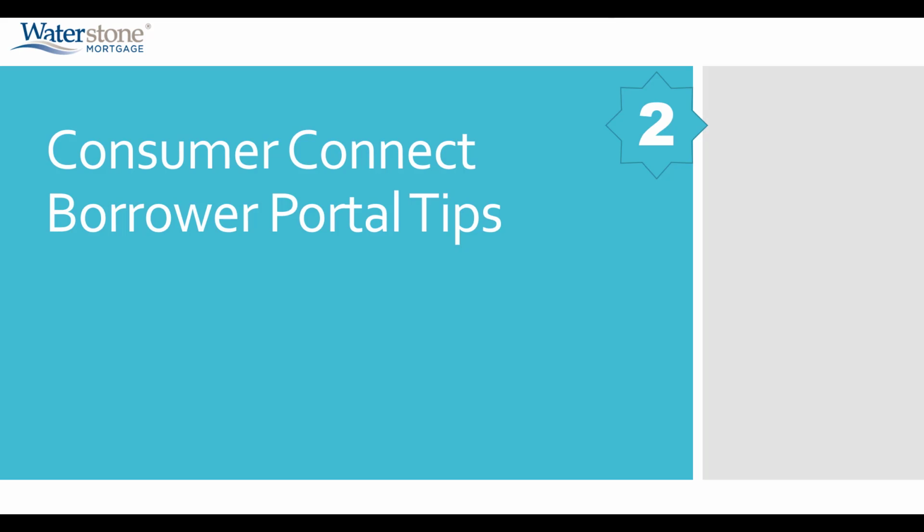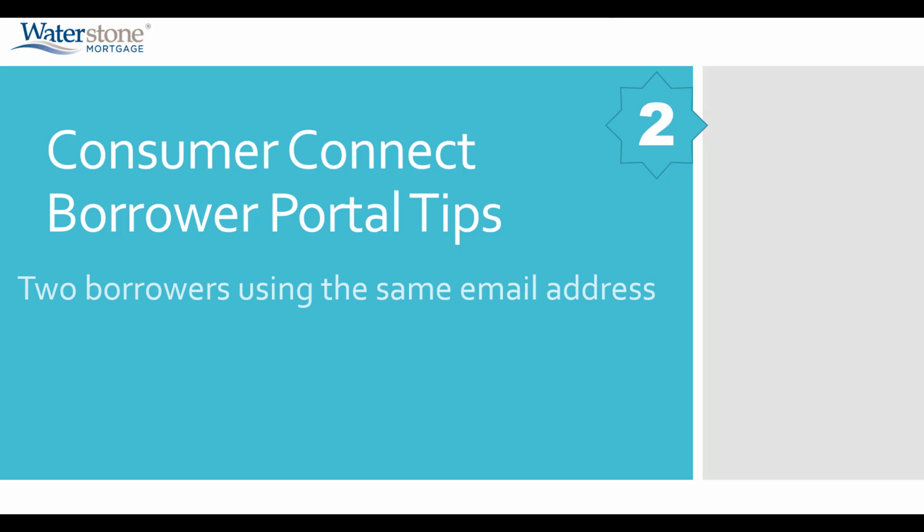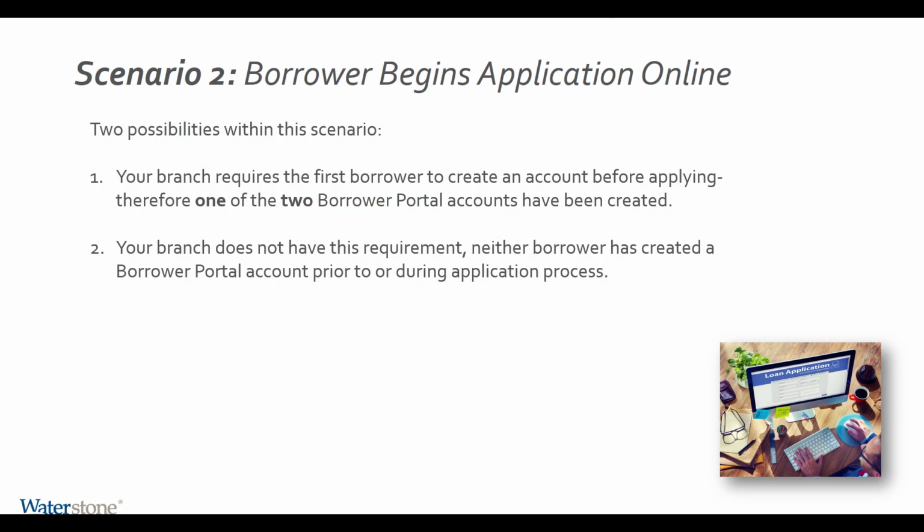Today's Scenario 2 is regarding two borrowers using the same email address. The borrower begins the application online and completes the e-consent. Typically, this results in one of two possibilities depending on your branch.